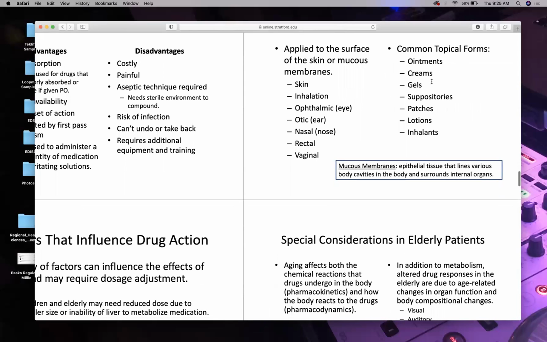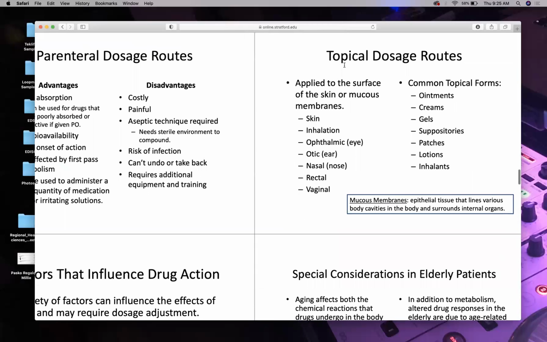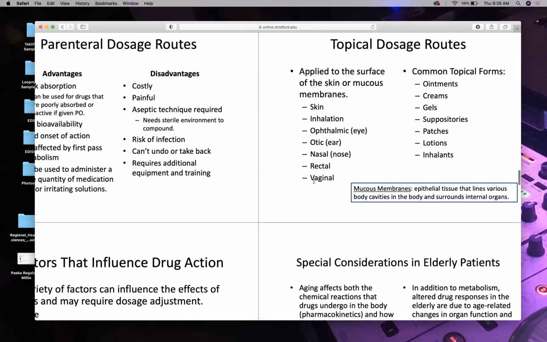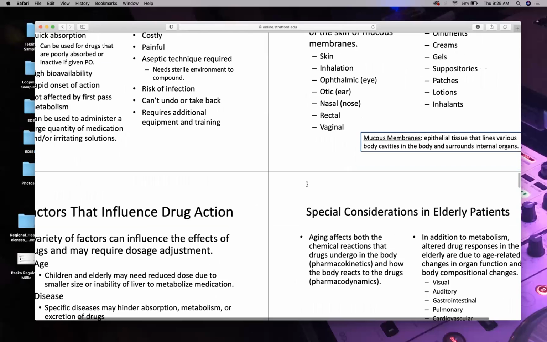Topical creams, it could be cream, gel, suppository. So this is all topical. And topical, if you remember tope in your medical terminology, it means area. So it will work locally within the area that the medication touched.